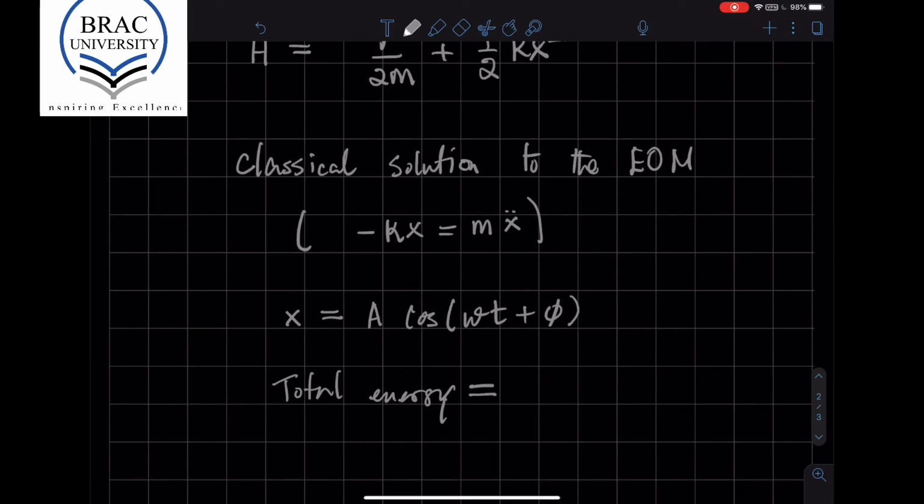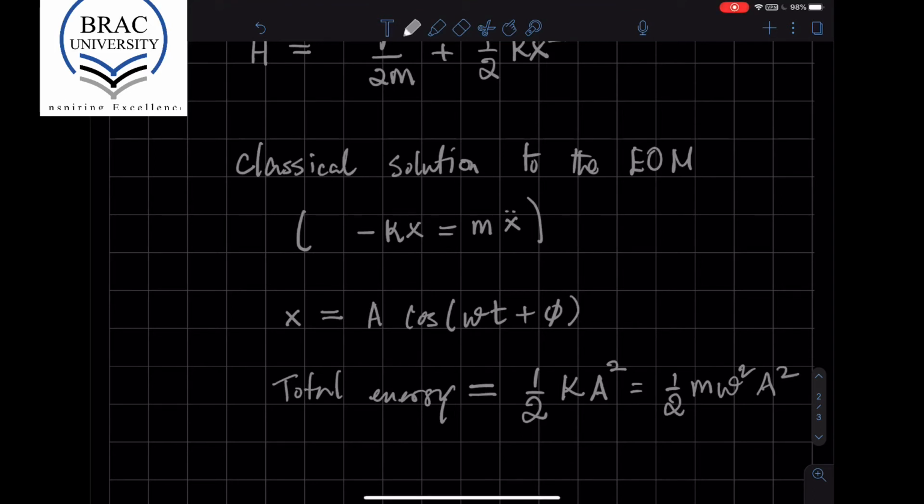Then the total energy, of course, is equal to the potential energy plus the kinetic energy. And we know that the kinetic energy is going to be 0 when x is equal to A. So that's when the total energy is equal to the potential energy. We can use that simple fact to write down the total energy of this system: it's going to be half k A squared, and we can express that as half m omega squared A squared.